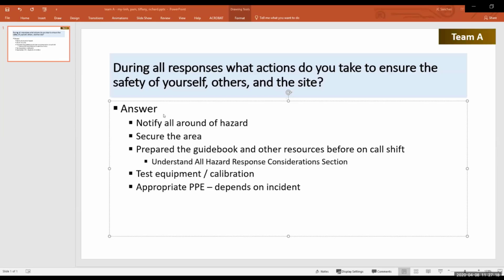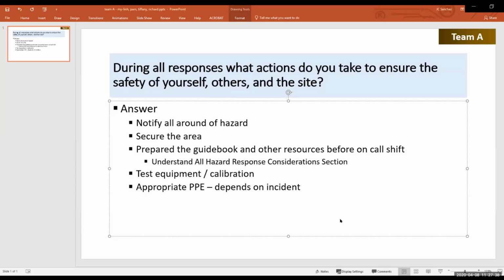So Team A, you had a question about things you should do in all hazards. Can somebody from Team A share their screen? I don't know if that's Stacey or Mylin or Pam, Tiffany, or Richard. Can you share your screen and share your answers to your question? I just attempted. Did that work? Yeah, go ahead.